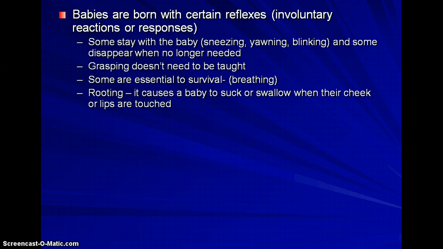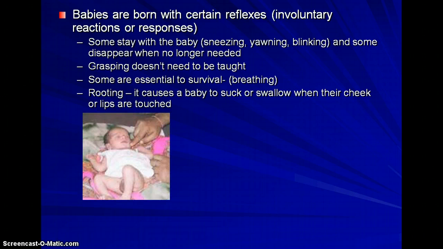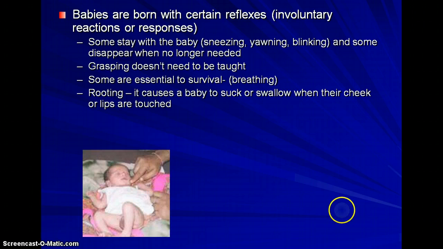Rooting causes a baby to suck or swallow when their cheeks or lips are touched. You can just touch a newborn's mouth and they will spin their head towards that and start sucking on your finger. It's an automatic thing. Little puppies do it, little pigs do it, and of course humans do it. You see, touch their little cheek like that and they will spin over and start to suck on your finger.